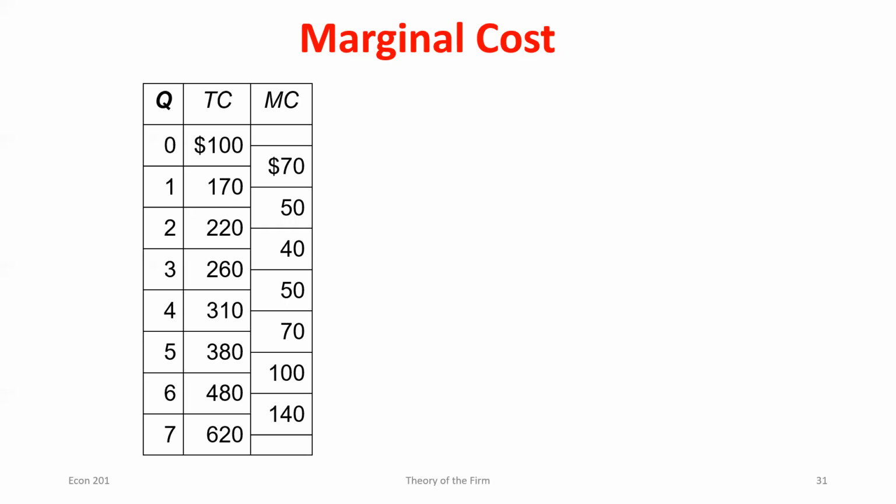So here, going from 0 to 1 units, my total costs went up by 70, and my output went up by 1. So 70 over 1 is 70. Then from 1 to 2, my costs go up by 50. The output went up by 1, so 50 over 1 is 50. Right? I continue on with this process all the way down.